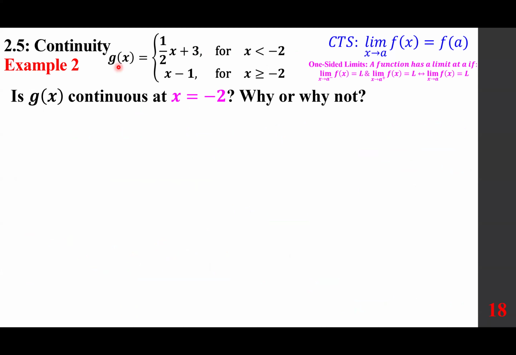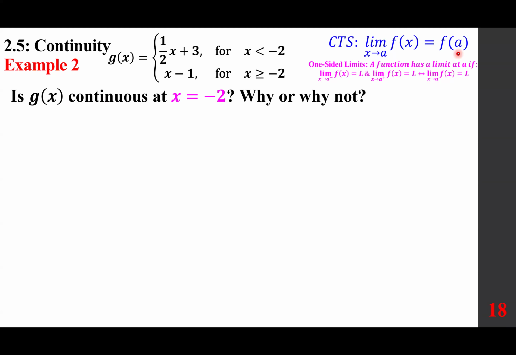Continuity. G of x is one half of x plus 3 for x less than negative 2, and x minus 1 for x larger than or equal to negative 2. And we are checking to see if g is continuous at x equals negative 2, why or why not. First of all, reminding you of one-sided limits. The limit exists if one-sided limits are the same. Continuity means the limit of f of x as x approaches a equals f of a. That means the limit exists, the functional value exists, and they are equal.